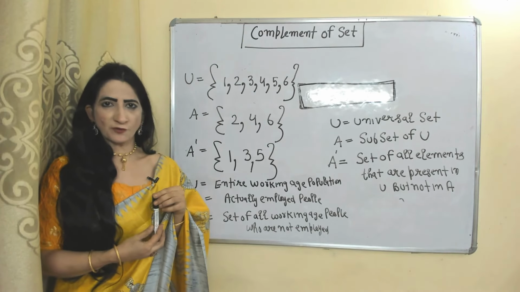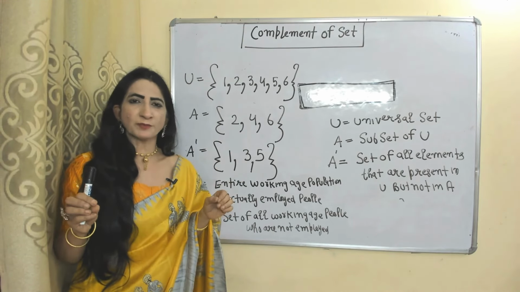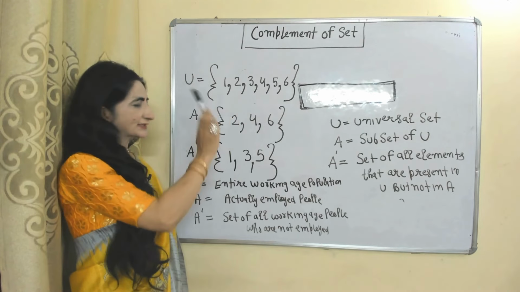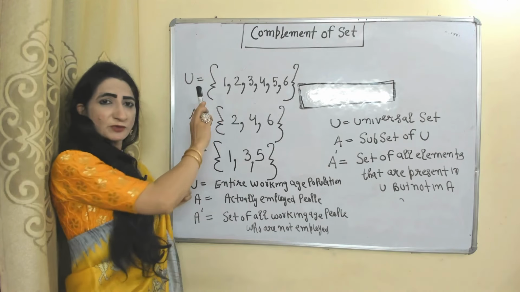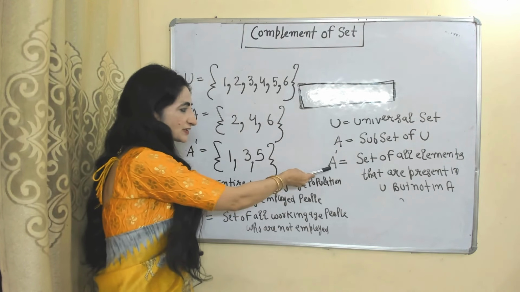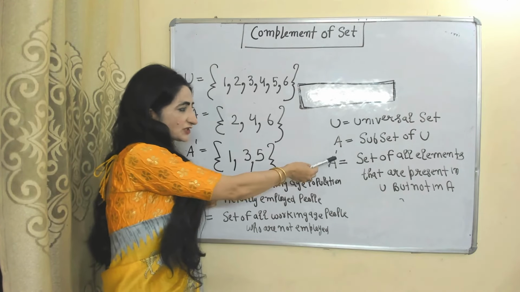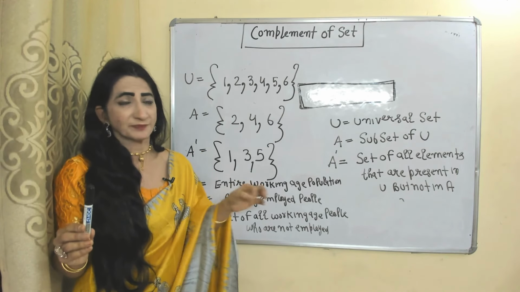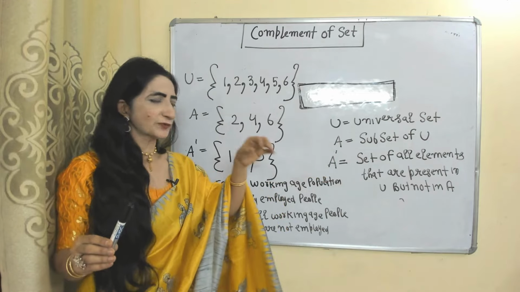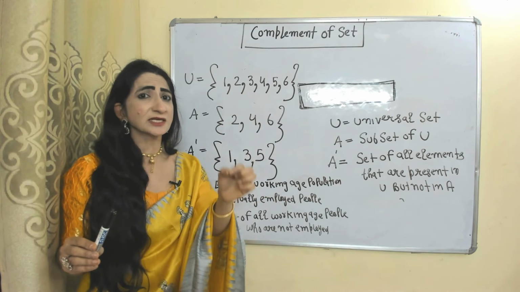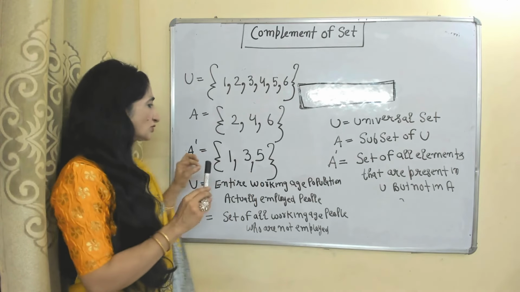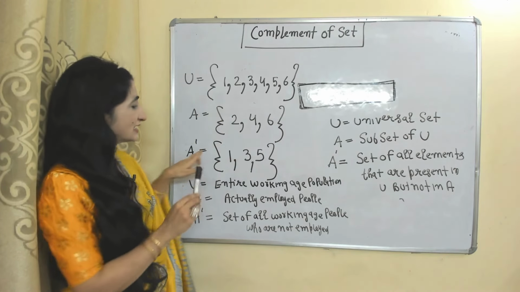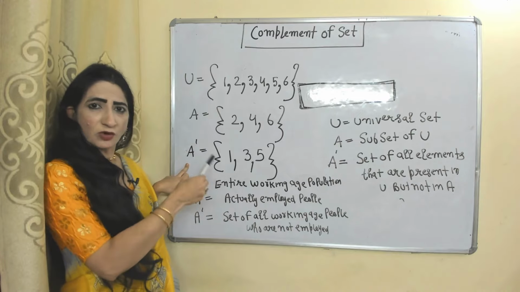Now we will see operations of sets. First of all, we will find the complement of a set. U is a universal set, A is a subset of the universal set. A dash represents the complement of A. A dash includes the set of all elements that are present in U but not in A. Here you can see 1, 3, 5 are present in U but not in A. That's why A dash is called the complement of A.